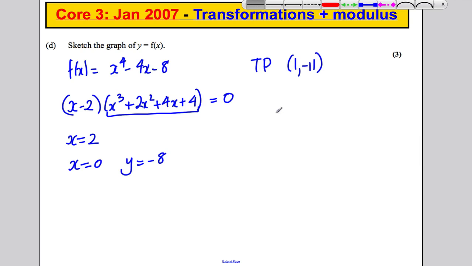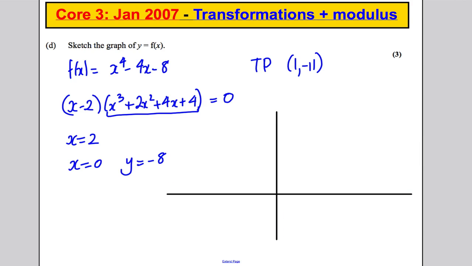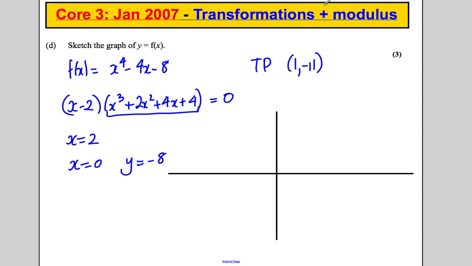So let's see if we can put the points on here that we think it might be. We know the graph goes through x is 0, y is negative 8. So let's just actually mark that up there. When x is 0, y is negative 8. We also know that it has a root at x is 2, i.e. when x is 2, y is equal to 0. The last thing we know is it has a turning point at 1, negative 11. So it's got a turning point here at 1, negative 11.